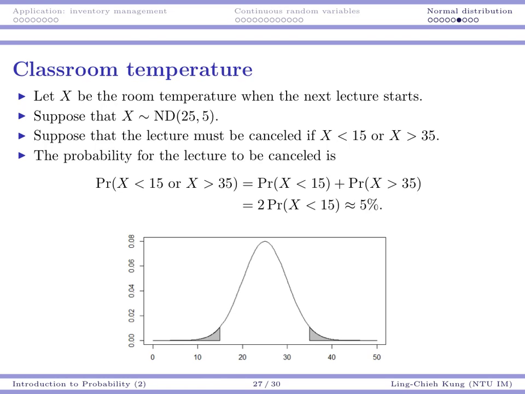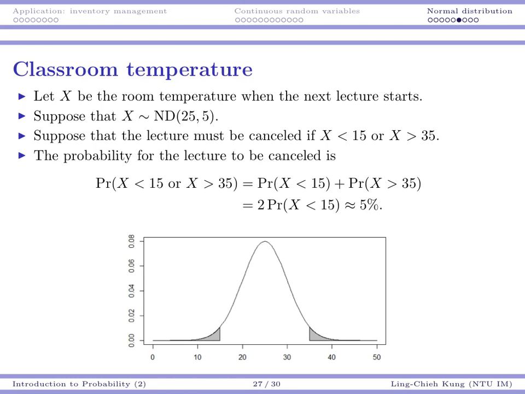But now let's use a different way to do it. Let's assume that X is a normal random variable with mean 25 and a standard deviation 5. So in other words, we are having a different random variable. Okay? This X is different from that X because their distributions are different.